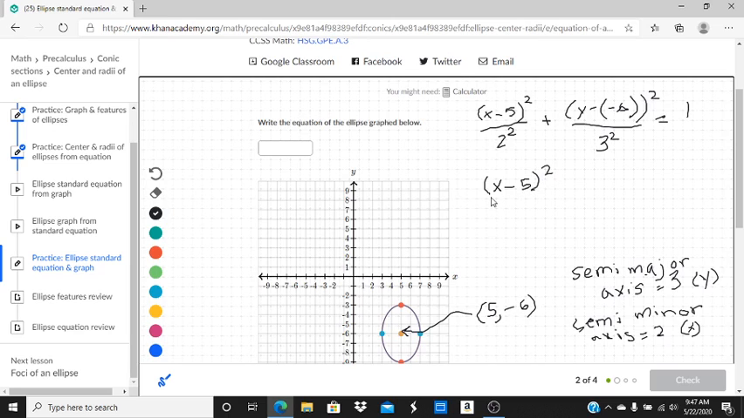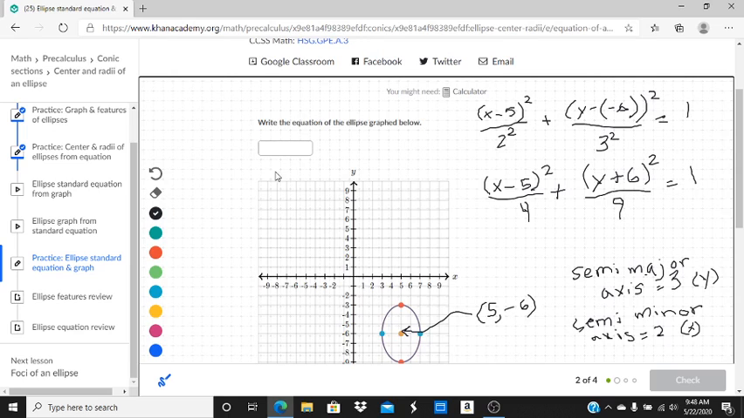Working this out, we still have x minus 5 squared over 2 squared, which is 4, plus, when we subtract a negative 6, it's like adding 6, so y plus 6 squared over 3 squared, which is 3 times 3 is 9, equals 1.